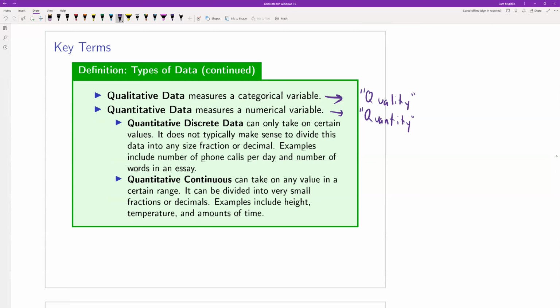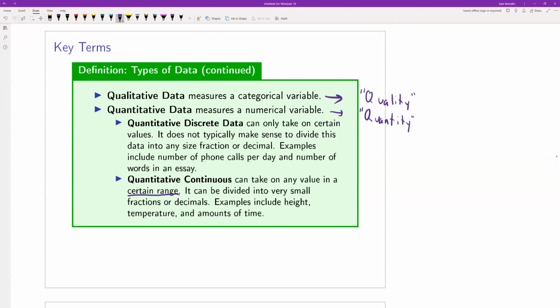For continuous data, this now can take on any value in a given range. And the reason we say in a given range is because sometimes it doesn't really make sense for the data to be negative. And so we still want to be able to say that the data is continuous if we're measuring something like height, even though it would make absolutely no sense to say -3 inches tall.